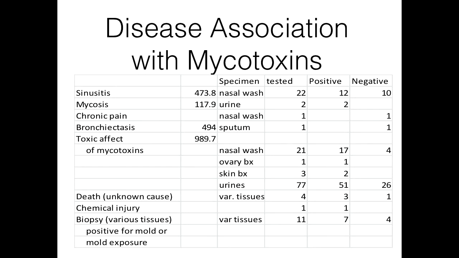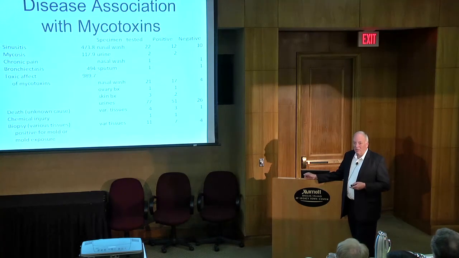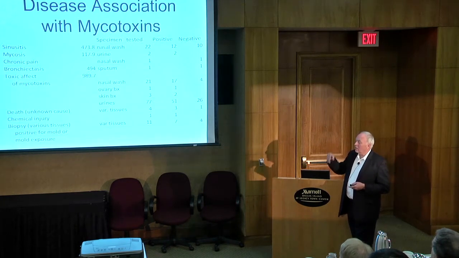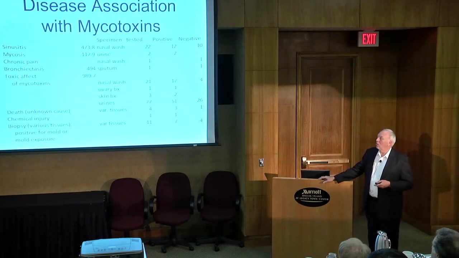These we've looked at, and this was our initial association in 2005, and you can see that we tested, for example, the sinusitis and nasal washes. We tested 22, 12 were positive, 10 were negative. And the other one, toxic effects of mycotoxins, nasal washes, 21, 17 were positive. But the one that we stuck with and still do today and recommend is the urine test, because 77 of those that we tested, 51 were positive. We have now done over 7,000 urines, and if they have the code of 989.7 or any of these codes, usually 80% of them are positive for one or all of the mycotoxins.